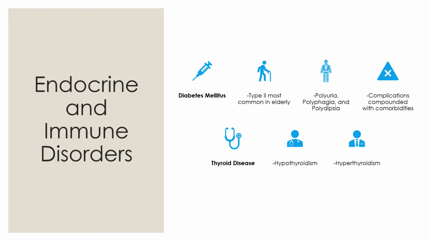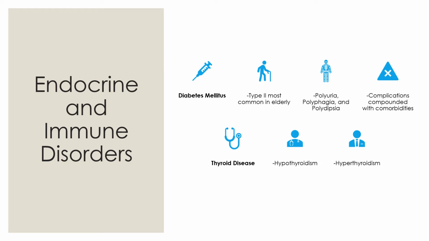Age-related changes in the immune system include a decreased ability for defense against antigens, thereby increasing the risk for infection. There is also an increase in autoimmune disorders. Type 2 diabetes is the most common type of diabetes in the elderly population, and the prevalence increases with age.